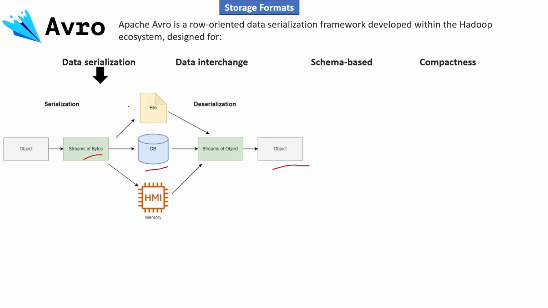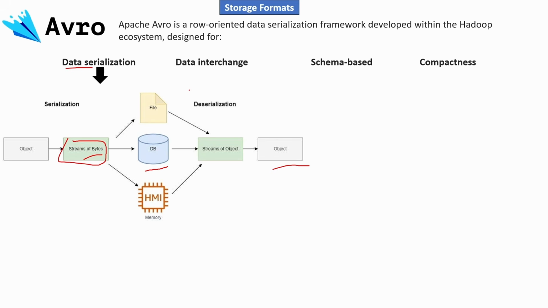Now if I come back to data serialization, Avro can convert structured data into a compact binary data format, as we had just discussed, the stream of bytes which is showing here. It can convert into any compact binary format that can be transmitted or stored. If I talk about data interchange, Avro can be used to exchange structured data between programs written in different languages, like Java, C++. When it comes to schema based, the Avro format is strongly typed and structured by a schema, which ensures compatibility and efficiency throughout the process.